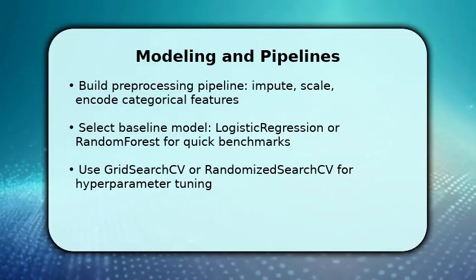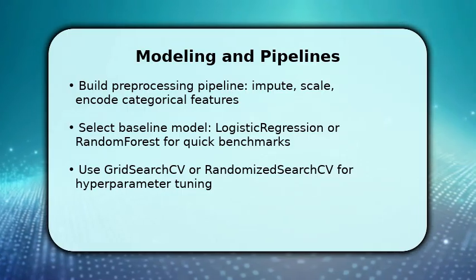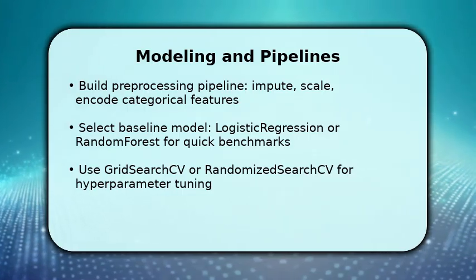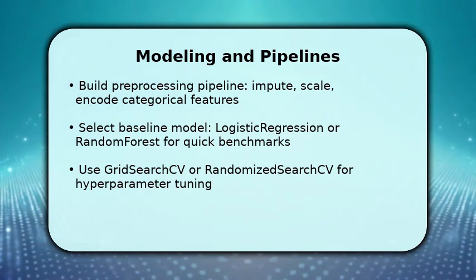Then use GridSearchCV or RandomizedSearchCV with cross-validation to tune hyperparameters. This saves you from overfitting and reveals robust settings. Make sure to persist the best pipeline.